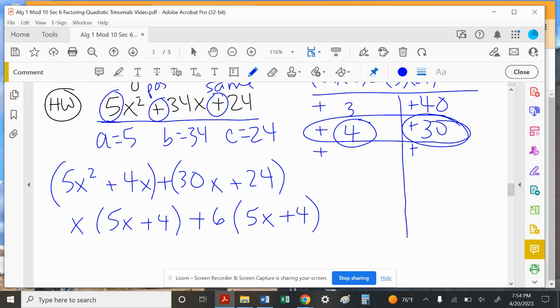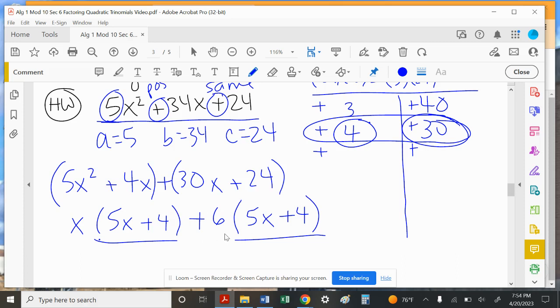What you should notice is that these two terms should be exactly the same: 5x plus 4 and 5x plus 4. If you have something different, then you did something wrong. It could be that you didn't factor out enough, or it could be that you factored out incorrectly.